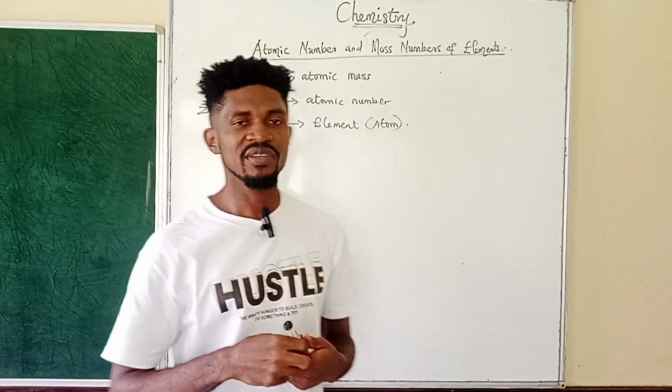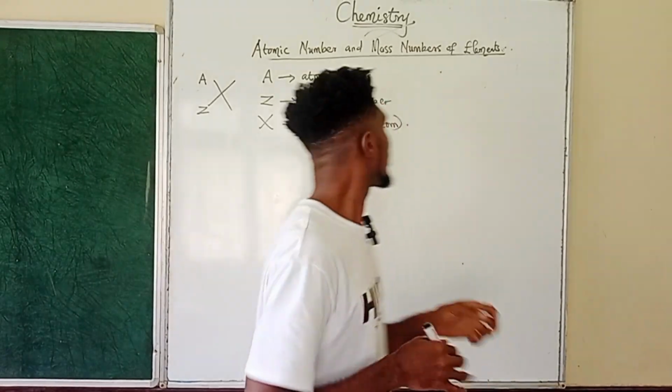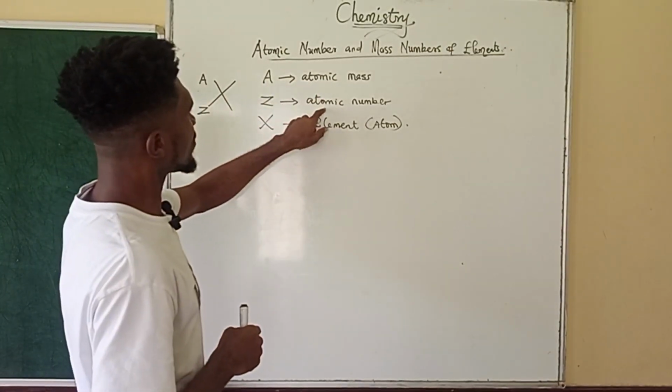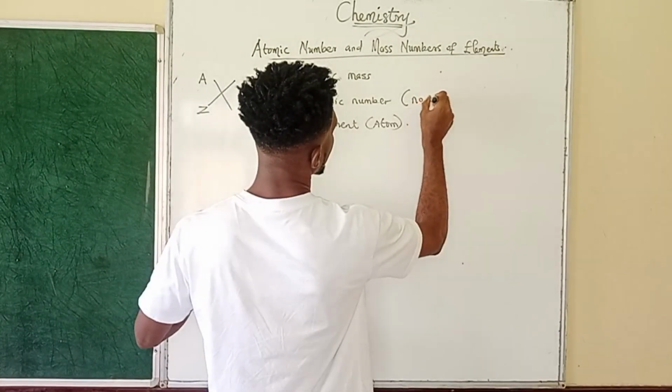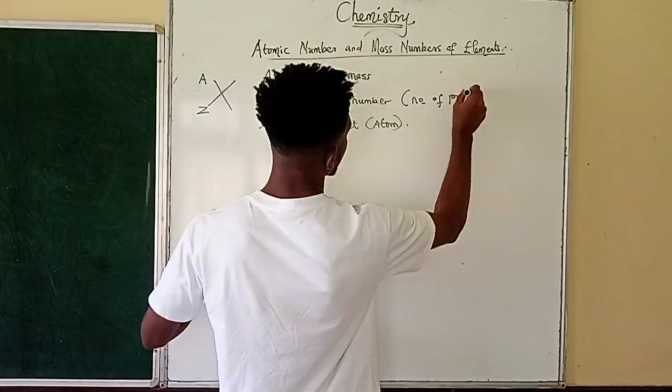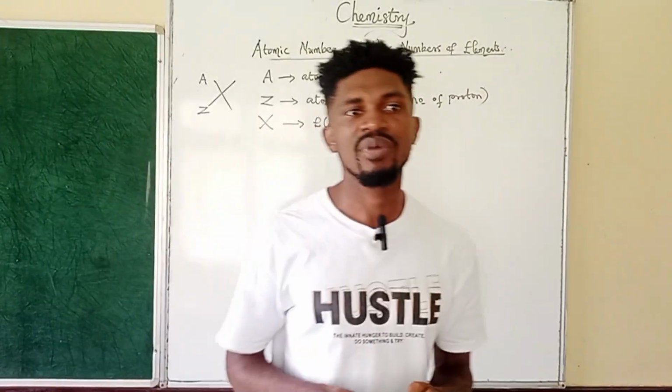Alright, having known this, let me explain again. The atomic number is also the number of proton. The number of proton of an atom is the atomic number.